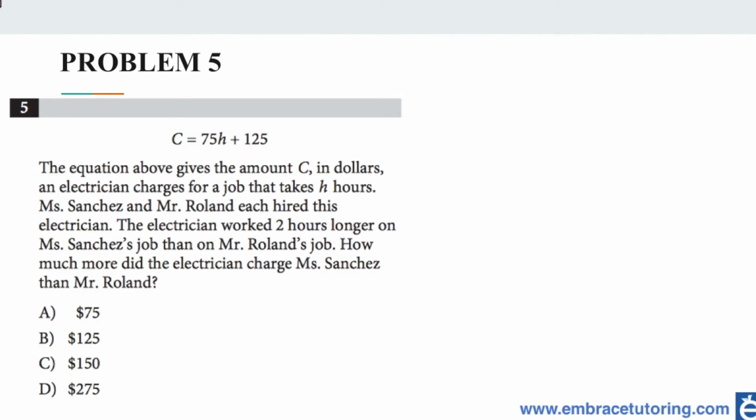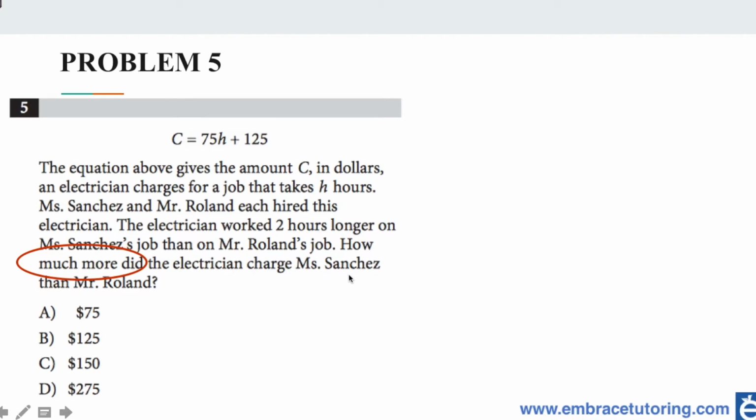Okay, so for problem 5, I notice that here I have a quick equation, C equals 75H plus 125. It says the equation above gives the amount C in dollars an electrician charges for a job that takes H hours. Mrs. Sanchez and Mr. Rowland each hired this electrician. The electrician worked 2 hours longer on Mrs. Sanchez's job than on Mr. Rowland's job. How much more did the electrician charge Mrs. Sanchez than Mr. Rowland?